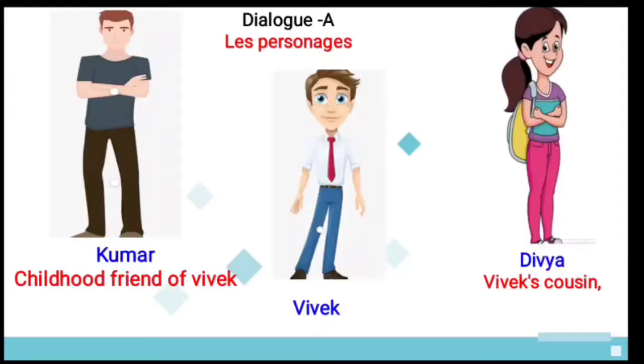And dialogue A. In this lesson you have two parts, dialogue A and dialogue B. So what are the characters in dialogue A? Kumar, Vivek and Divya. These three characters are introducing themselves. Kumar is a childhood friend of Vivek and Divya is Vivek's cousin. These three persons are presenting themselves at the evening party. So let us see the dialogue.